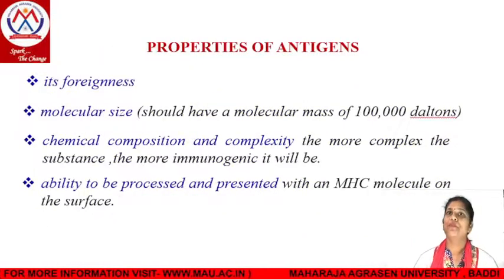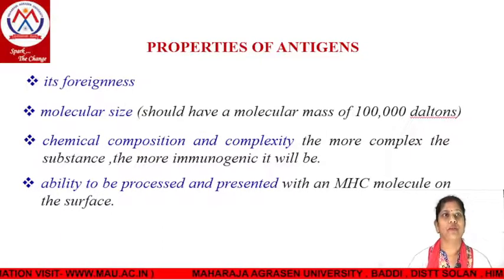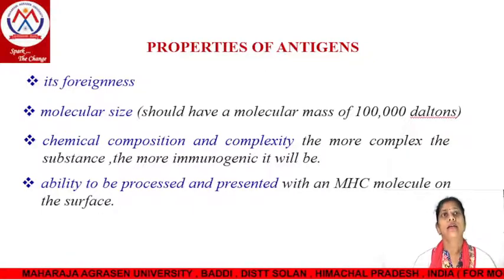Now, coming to the properties of the antigens. What are the properties? They are basically of four types. The first one is foreignness. Foreignness means any molecule that is foreign to your body. That means your body is not able to recognize that particular molecule, so it is said to be a foreign molecule, and foreignness increases the antigenic property of the molecule.